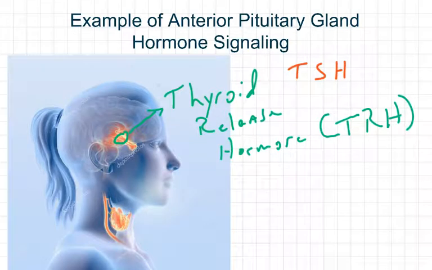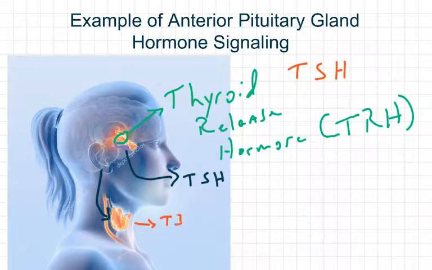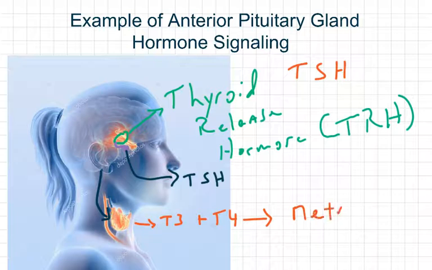And so what TRH does is it travels down the bloodstream directly to the anterior pituitary gland. And then from there, the anterior pituitary gland releases TSH, or thyroid secreting hormone for short. And this hormone enters the bloodstream and then travels down to the thyroid gland, which we find right here in the front part of our neck. From there, the thyroid gland releases T3 and T4. And these are the hormones that are primarily responsible for metabolism regulation within the body.